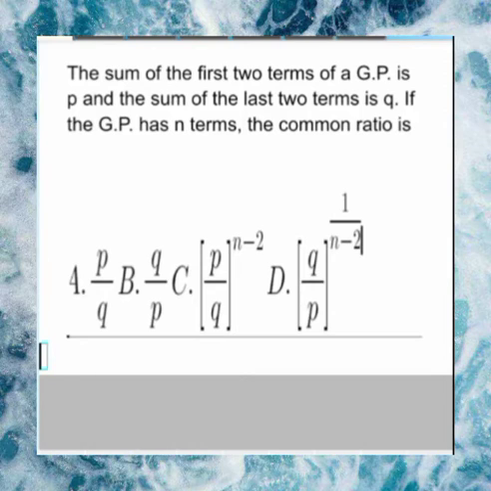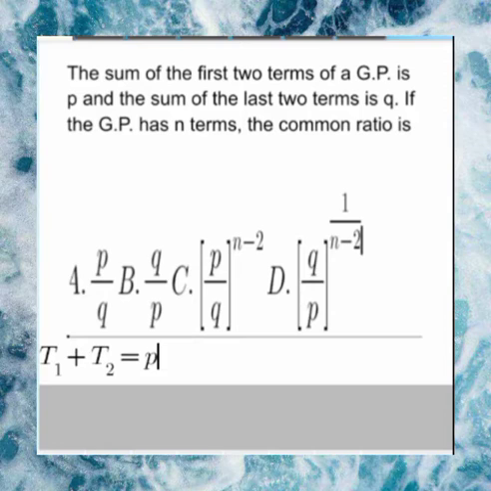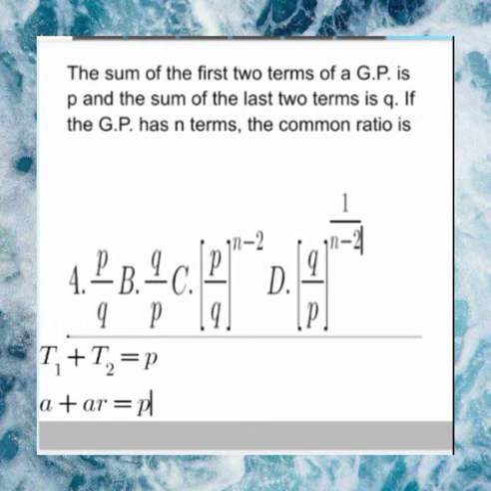Now, to get the solutions to this, we'll write out the terms. As you can see, the first term is T1 and the second term is T2. So T1 plus T2 equals P. So the first term is A and the second term is AR. So A plus AR equals P.